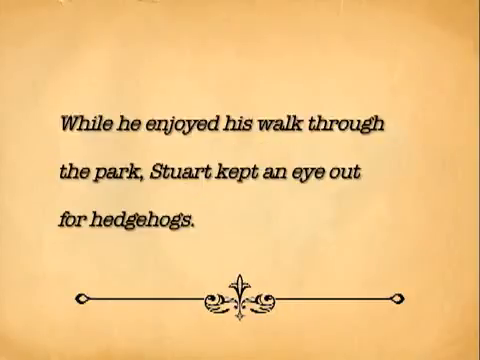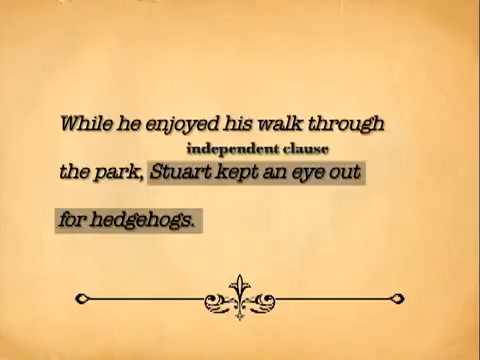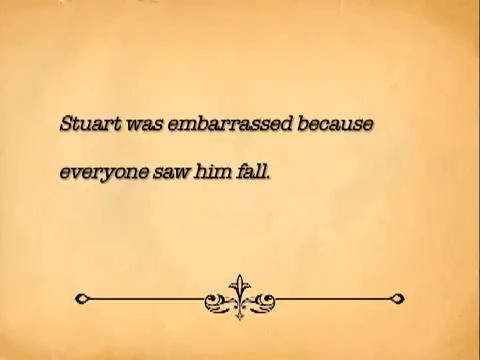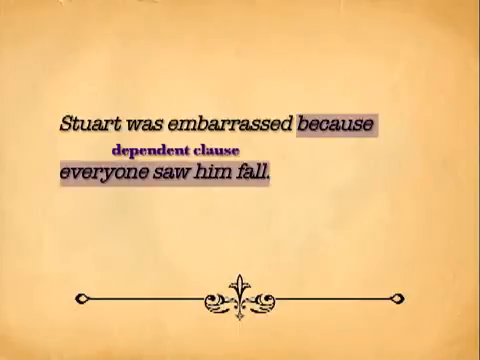For instance, while he enjoyed his walk through the park, Stuart kept an eye out for hedgehogs. The complete sentence: Stuart kept an eye out for hedgehogs. The introductory dependent clause gives us some information about when Stuart was keeping an eye out for hedgehogs, while he enjoyed his walk through the park. Beginning of the sentence, dependent clause, set it off with a comma. If, as in the second example, the dependent clause follows the independent clause, there's no need for the comma. Stuart was embarrassed because everyone saw him fall. Again, the dependent clause tells us why Stuart was embarrassed.